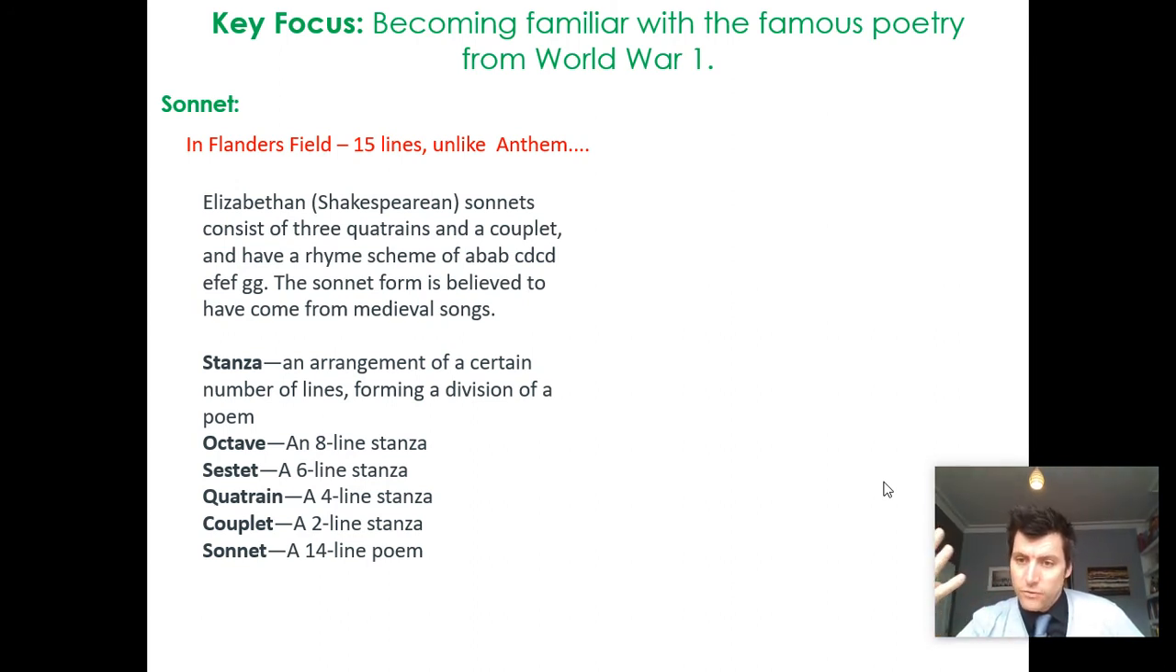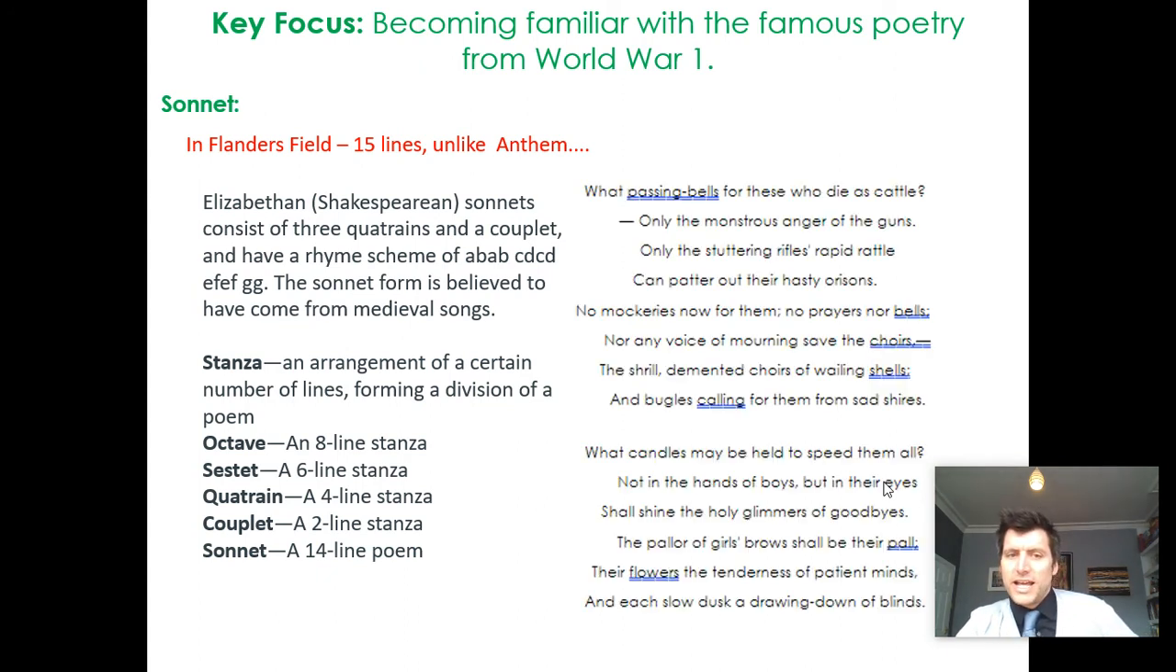A quatrain is a 4-line stanza. Think of quadrilaterals, 4-sided shapes. Couplet, a couple, a 2-line stanza. And a sonnet then is a 14-line poem. Flanders Field was actually a 15-line poem, but kind of copied the technique of a sonnet in lots of respects.